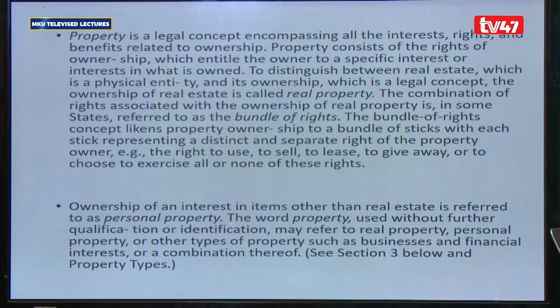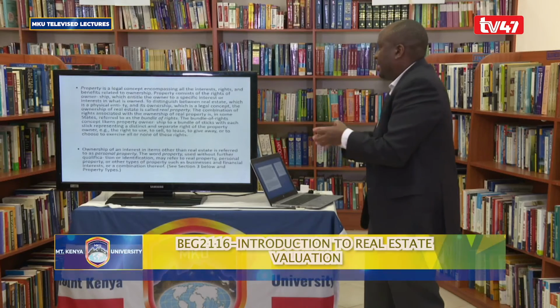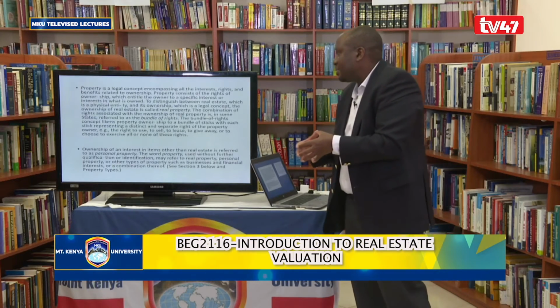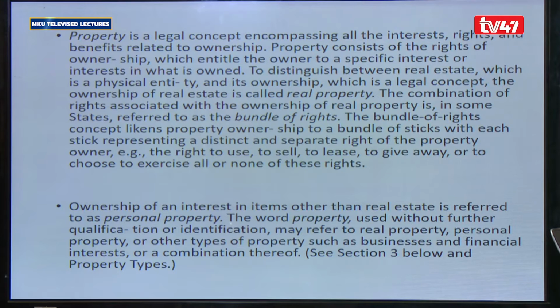So real estate is the physical. Real property is the ownership interest. And the combination of the rights associated with ownership of real property in some states is referred to as the bundle of rights. So the real property is that bundle of rights that you have over a certain property or over a certain real estate. So the bundle of rights over real estate is what is called real property.